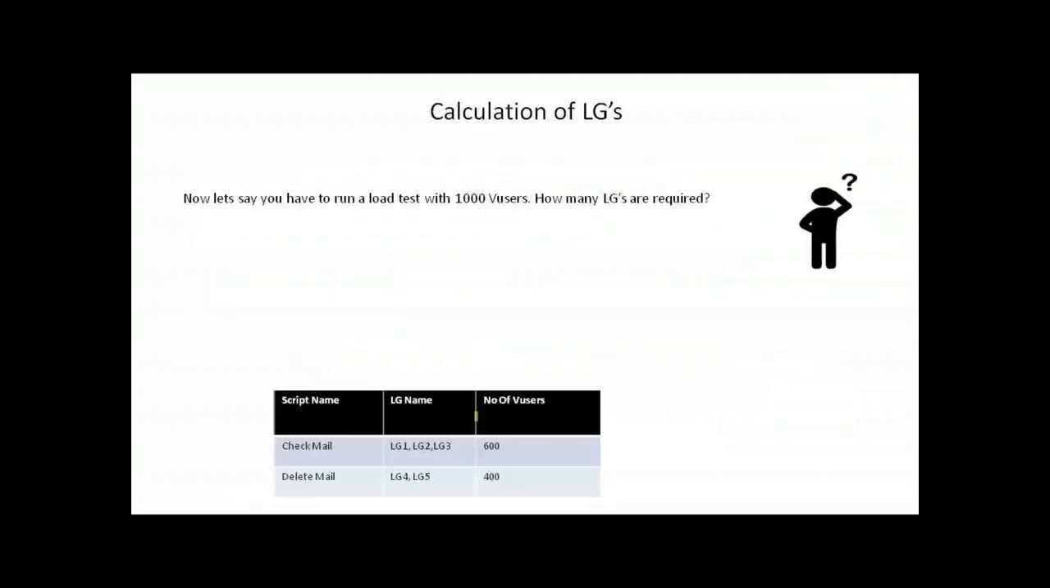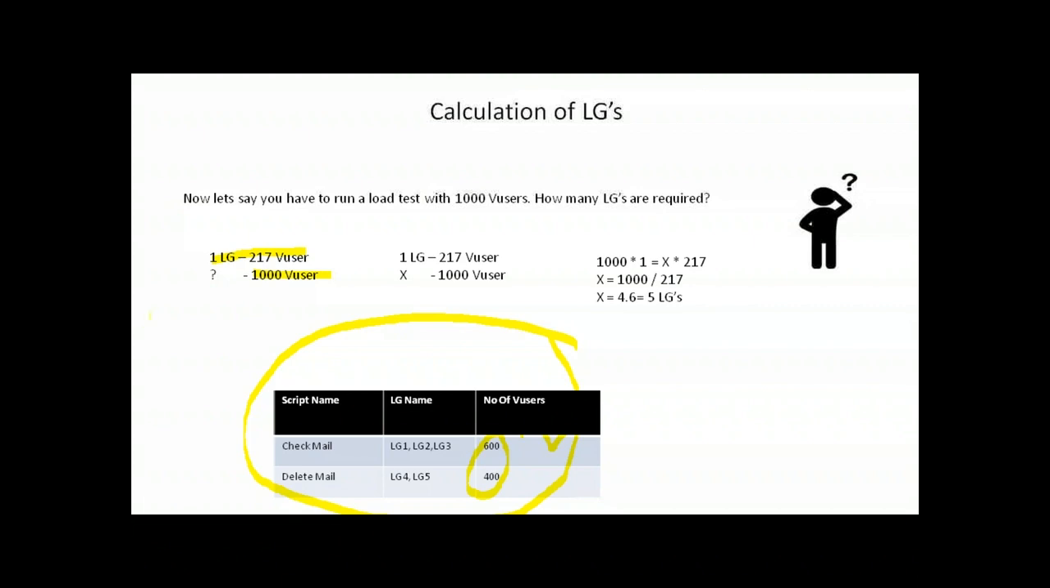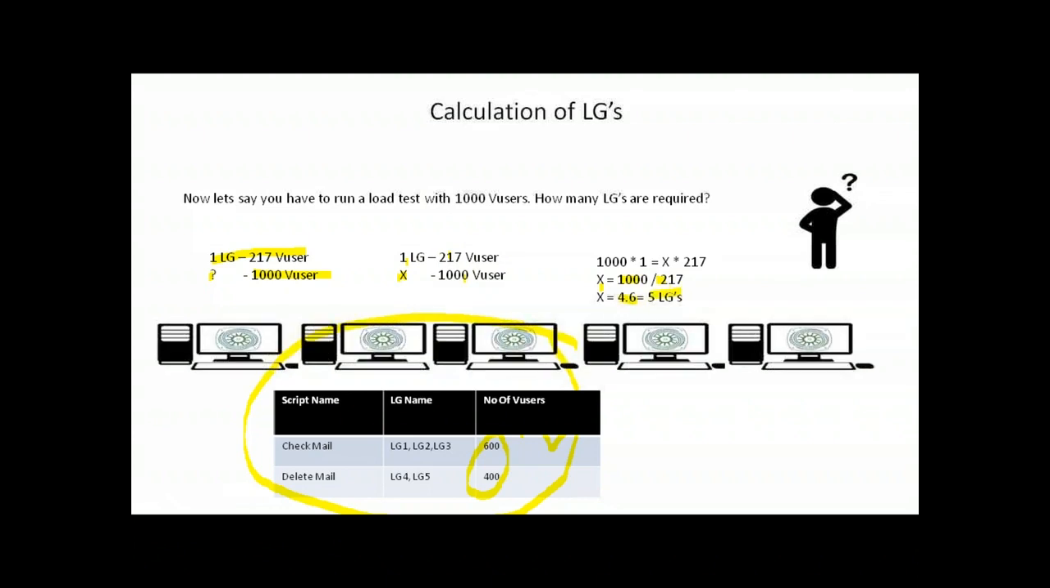Now in our example, we wanted to run the test with 1000 virtual users. Now let's see how many LGs you would need. Each LG is giving out 217 users. You need to run the test with 1000 users. You can do your math. Again, whatever you don't know, you can call that X. X multiplied by 217 is 1000 multiplied by 1. So X is equal to 1000 divided by 217. You cannot have 4.6 LGs, so 5 LGs is the case. You need a total of 5 LGs for your project in this case.